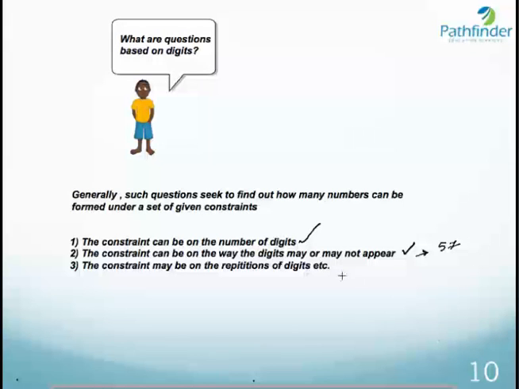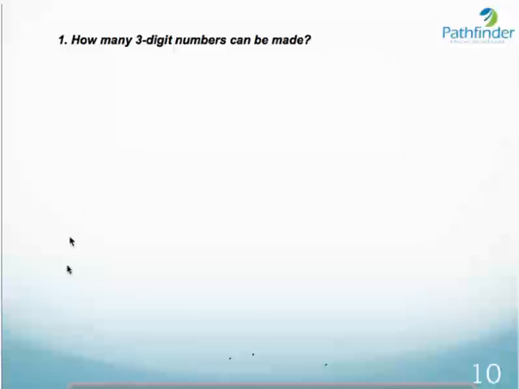The constraints can also be on the repetition of digits. So whether repetition of digits is allowed or not allowed. And there can be many more constraints. These are just a few examples of constraints. Let us go right into one question. So the question is, how many three-digit numbers can be made?